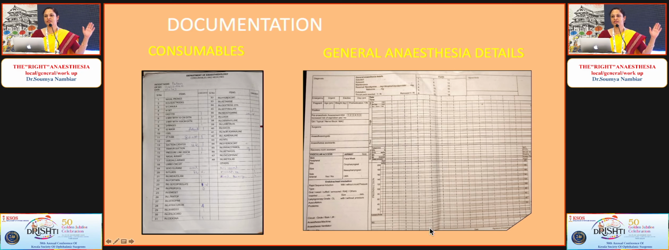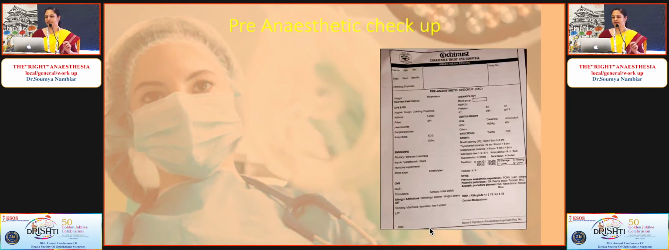We have all the details: what has been done, patient name included, what type of anesthesia, what is the in time, what is the out time. This chart has to be maintained. Anytime there is a problem, this is what first goes into the police records. So this has to be managed and documented.